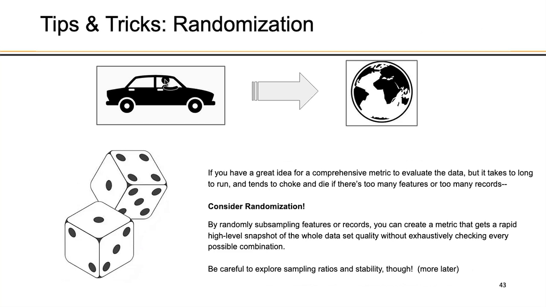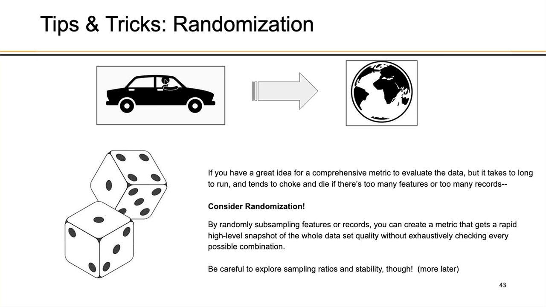Okay. If you have a great idea for a comprehensive metric to evaluate the data, but it takes too long to run and it tends to choke and die if there are too many features or too many records, consider randomization. You can randomly subsample records or features. You're not using every possible record or feature, and you still get a good, high level snapshot of the data and data quality without exhaustively checking every possible combination.